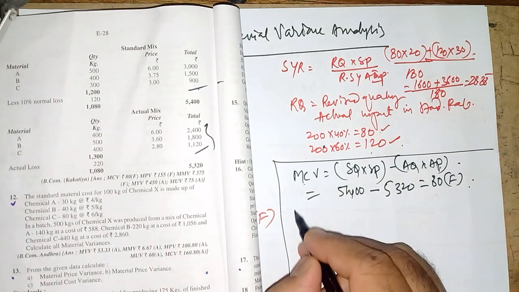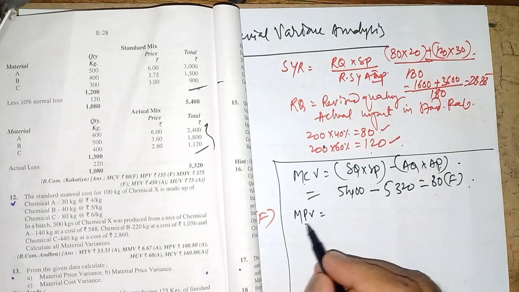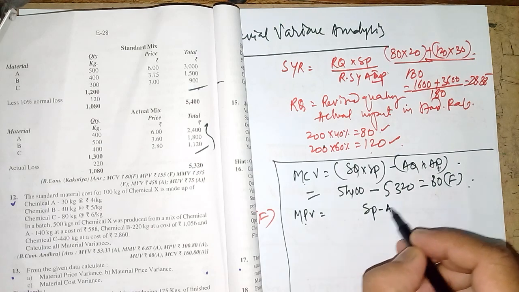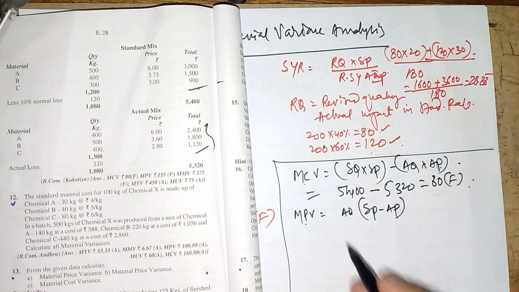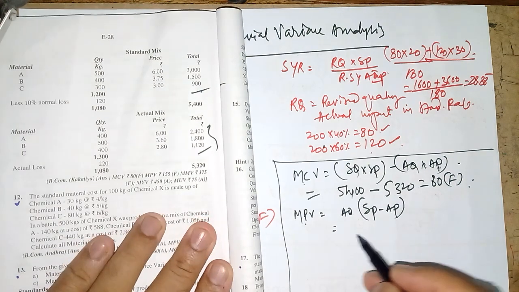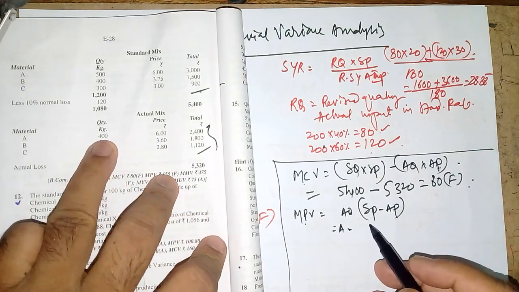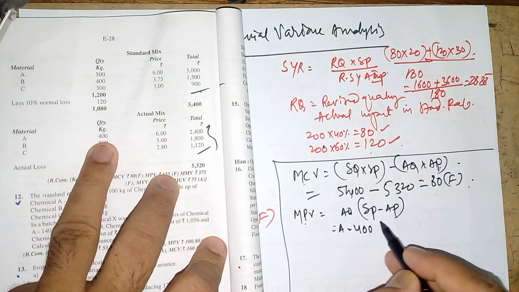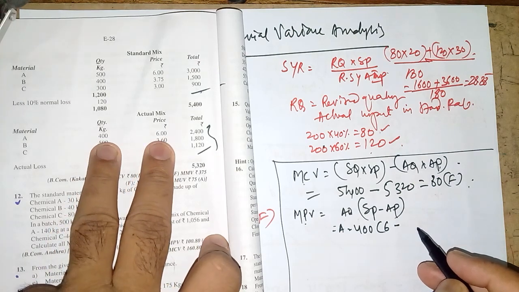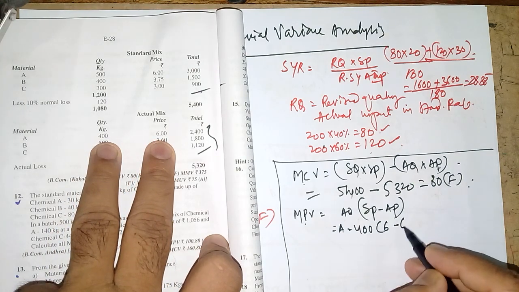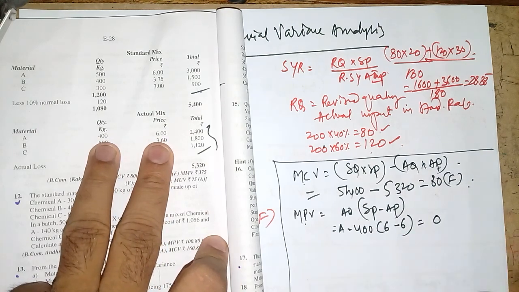Then MPV. How to calculate MPV? MPV is equal to, what is the formula? Difference in price, that is SP minus AP, multiplied with AQ, right? Then start applying the formula. A is equal to AQ, actual quantity is 400, multiplied with SP is 6 minus AP is also 6. So therefore it will be 0, right? 6 minus 6, 0 into something, 0.